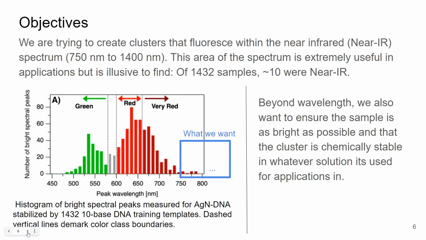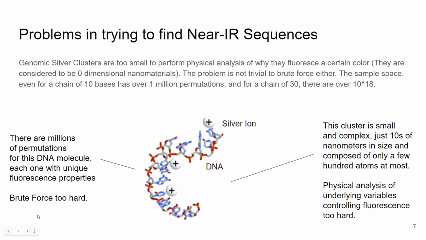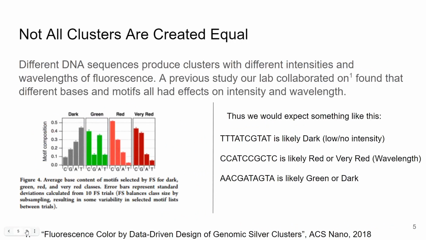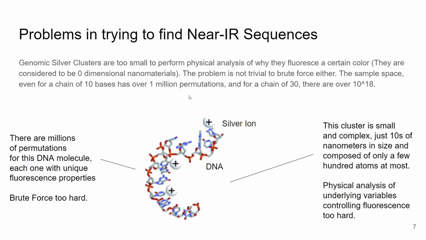So, moving on here, let's talk about the problems with actually trying to find these, right? So, genomic silver clusters, essentially the biggest issue here is the fact that they're very small. So it's almost impossible for us to perform physical analysis on them on why certain sequences are going to be fluorescing a certain way. These nanoparticles are very complex structures. They're at the level where they're big enough that it's kind of hard to reason about why exactly it's fluorescing a certain wavelength based on a certain strand of DNA. So, long story short, that's the biggest issue.